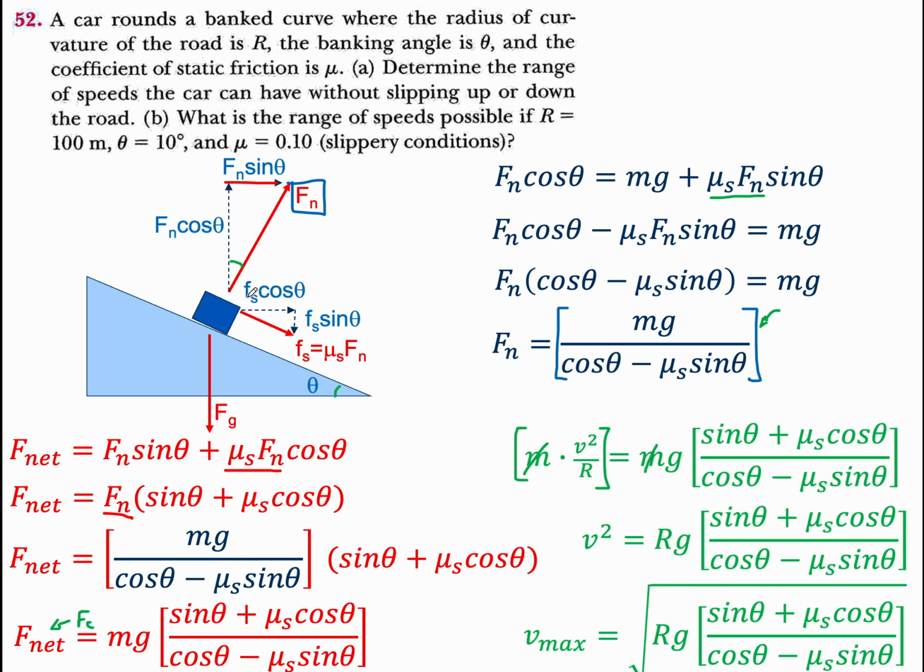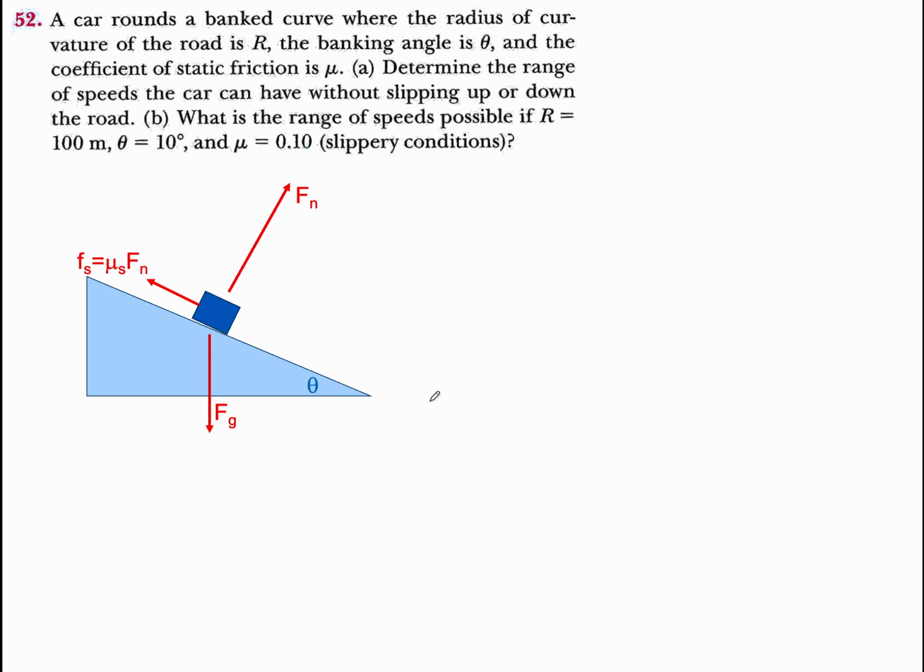Remember, if we're going fast, we have a tendency to slide upwards, so the force of friction is going to act against that. This is the maximum speed we can go. Yes, it looks hideous because of all the variables, but you get the idea. This is half of the problem. We need to figure out also the minimum speed. So how do we do that? In a very similar process.